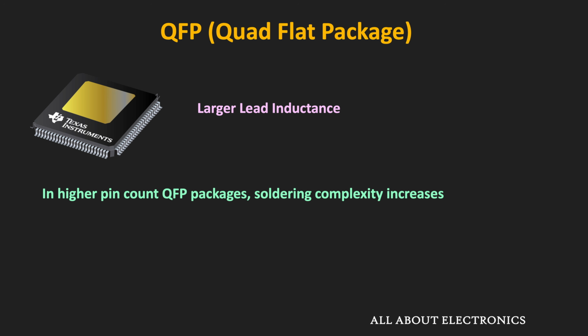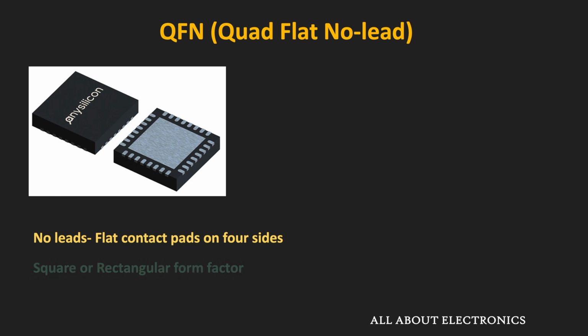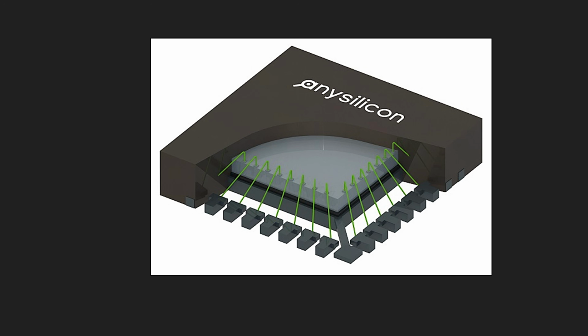Similar to the QFP package, there is also another package that is known as the QFN. And this QFN package is also a surface mount package. Here, this QFN stands for the quad flat no lead package. As its name suggests, this package does not have any leads, but it has flat contact pads on all four sides. This package is available in square as well as rectangular form. In this package, the semiconductor chip sits in the center, and through the wire bonds, the connections are provided on the flat contact pads.